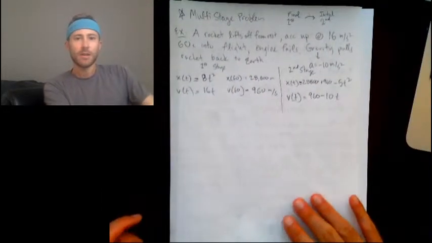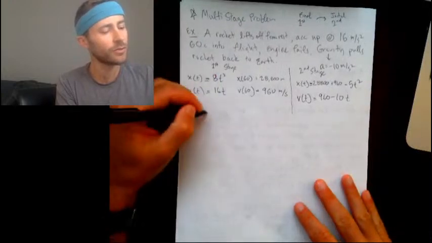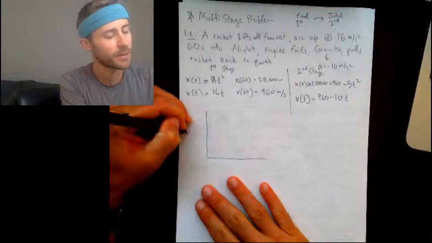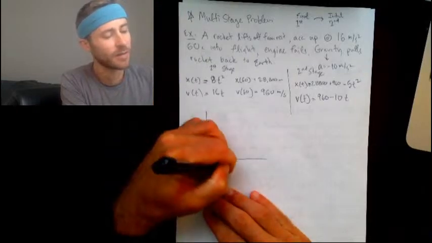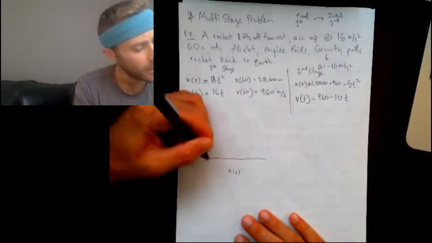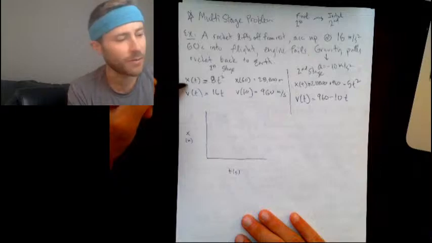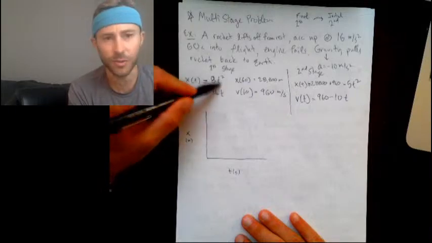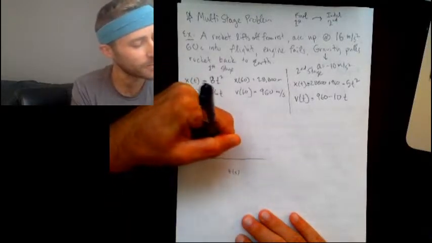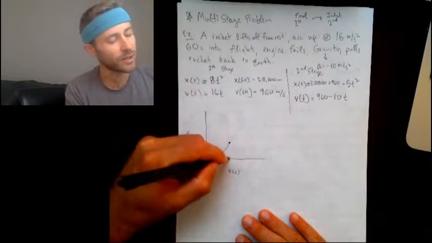Okay? Now, one thing that's kind of interesting to do is to write a position time graph for this motion. So position in meters, time in seconds. If we look at this, what does it look like? Well, initially the rocket is accelerating upward. So we have 8t squared, that's a parabola. So we're going to see a parabolic upward arc, something like that, until we get to 60 seconds.